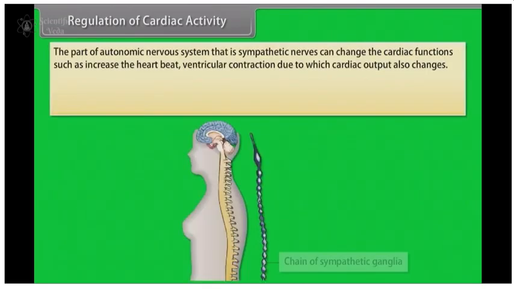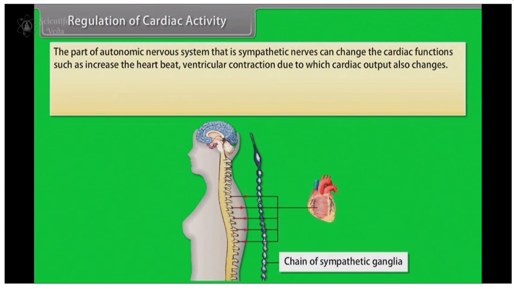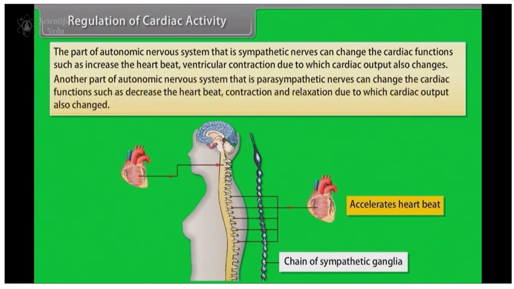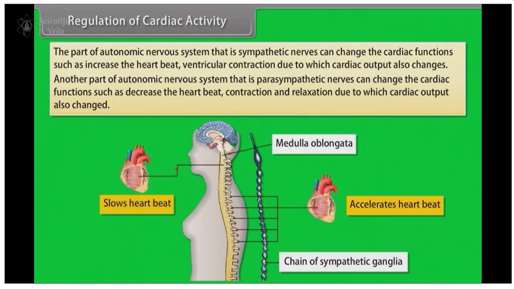The part of the autonomic nervous system that is sympathetic nerves can change the cardiac functions such as increase the heartbeat and ventricular contraction, due to which cardiac output also changes. Another part of the autonomic nervous system, that is, parasympathetic nerves, can change the cardiac functions such as decrease the heartbeat, contraction and relaxation, due to which cardiac output also changes.